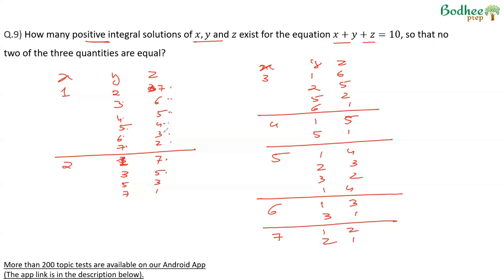So counting all of them, 24 solutions are possible in all of these cases, where no two quantities are equal.